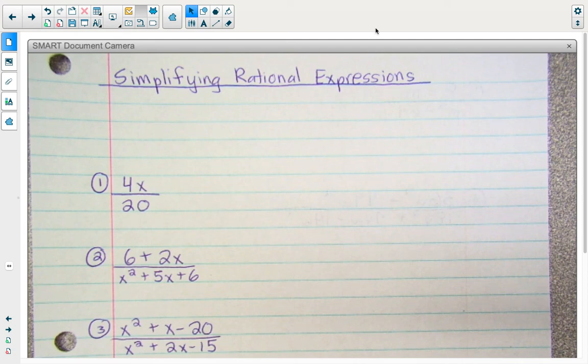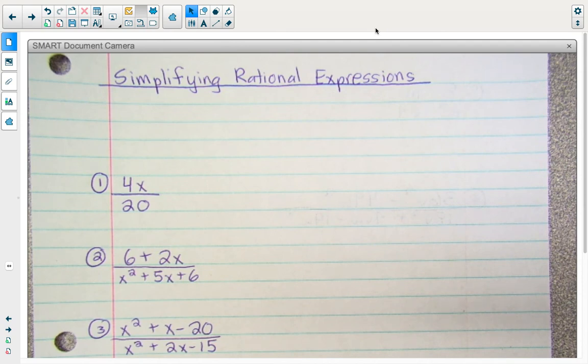Hey y'all. Today we're going to take a look at simplifying rational expressions. So yesterday we took a look at their functions, talked about domain and range and different things like that. Today we're actually going to work more with some problems and simplify these rational expressions.